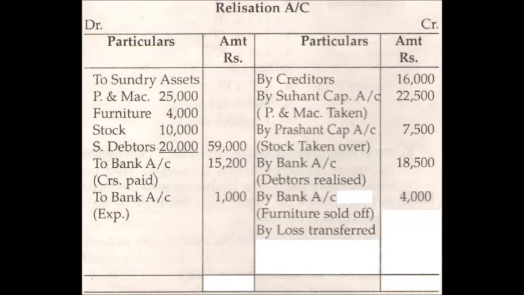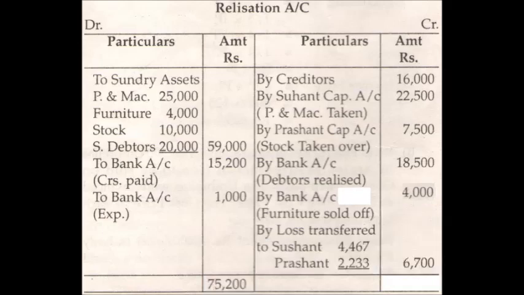Then calculate the profit or loss on realization. So here the debit side is heavy, take the total 75,200. So then there is a loss of rupees 6,700. Calculate and see. The loss is to be transferred to the capital accounts of both the partners. So by loss transferred to Sushant's capital account and Prashant's capital account. In the inner column you write the distribution: 4,467 and 2,233. The ratio is 2:1.